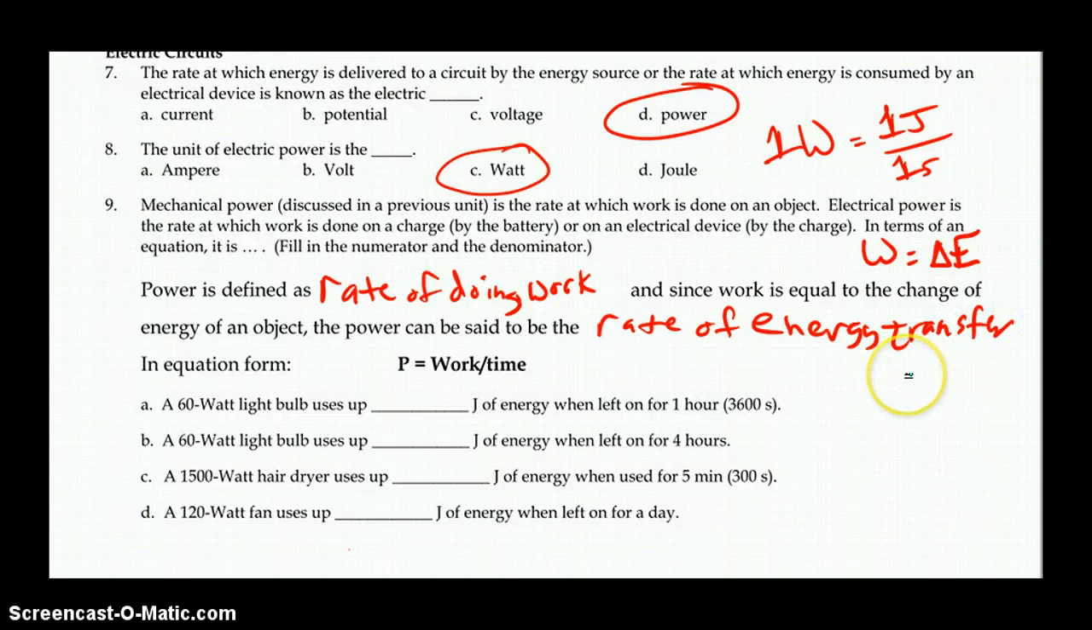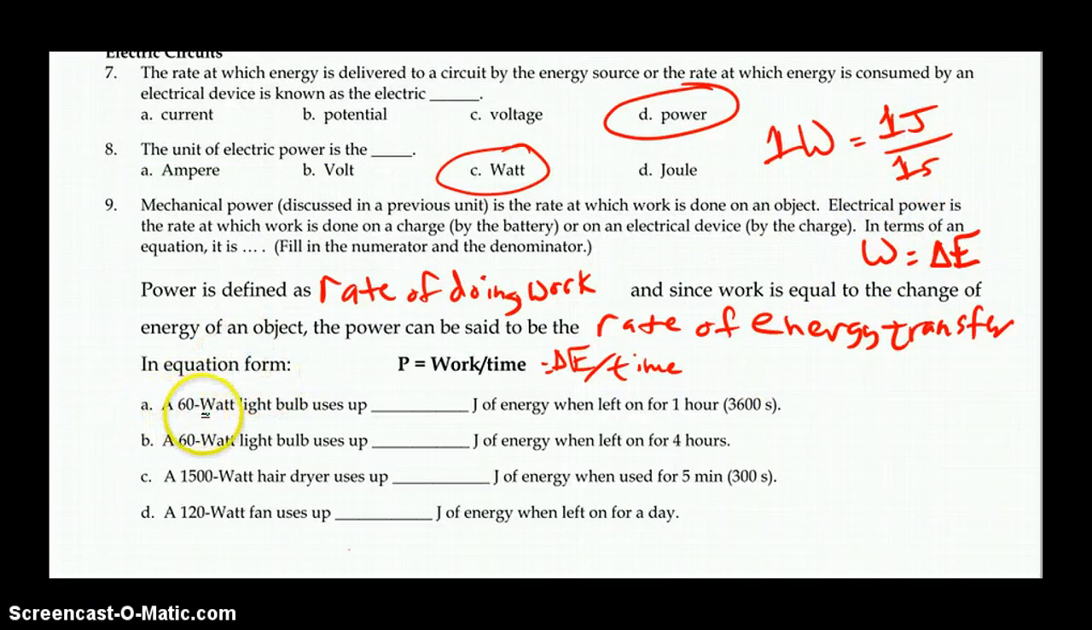It's the rate, how many joules we transfer into some other form within our circuits. So in equation form, it's work over time. It's also equal to energy change divided by time. Again, keep in mind that a watt is 1 joule per 1 second.